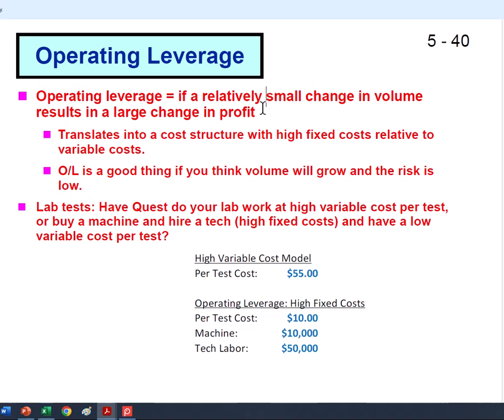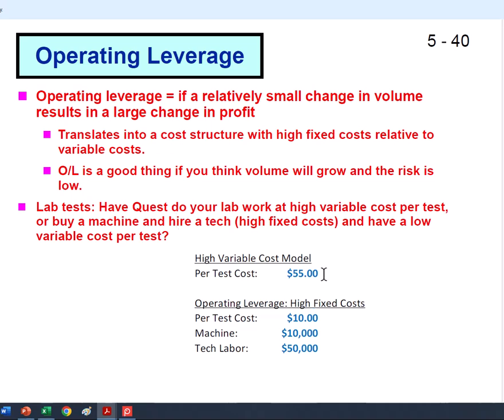We'll talk about the flip side. Let's say a very typical example: my buddy who runs the urgent care company. Do you have Quest do your lab work? Do you outsource your lab work to Quest, at a high variable cost per test, or do you buy a machine and hire a tech, high fixed costs, and have a low variable cost?